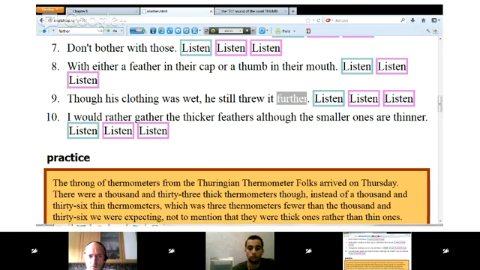Ahmed, you're number 10. I would rather gather the thicker feather all through. The smaller ones are thinner. That was pretty good. Yeah, that was great.